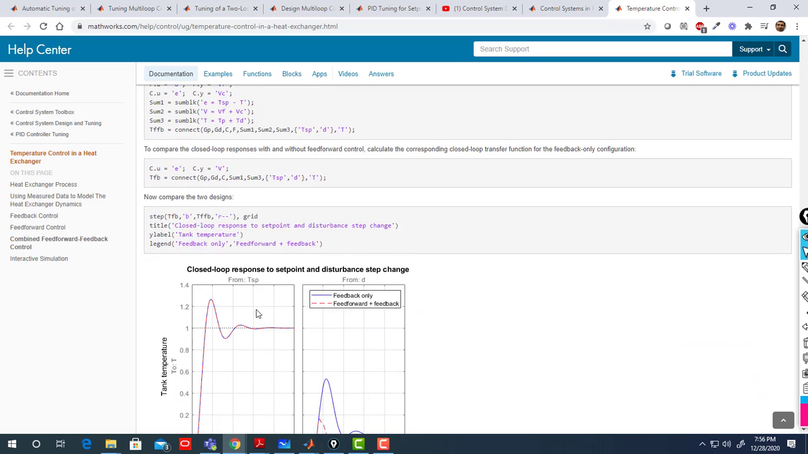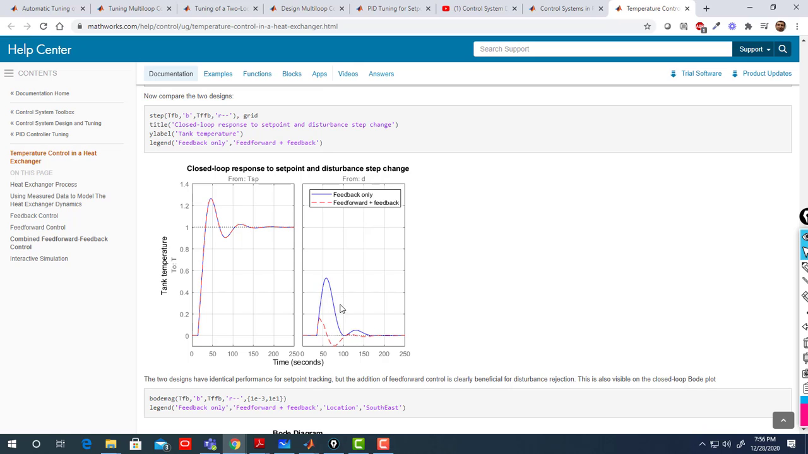Alright, and this is the response. So here you can see the disturbance rejection. Well, the set point tracking is the same for feedback only or feed forward plus feedback in this case. So the tracking is the same, but as in disturbance rejection performance, see how the disturbance rejection is better in case of feed forward plus feedback. Okay, so that's a disturbance step change.